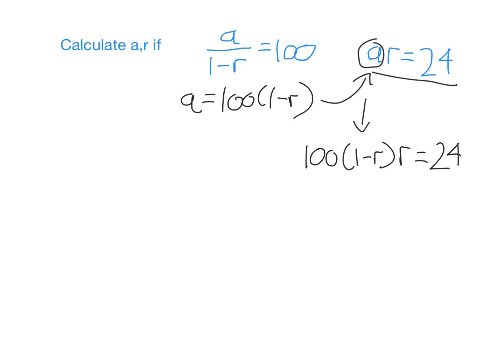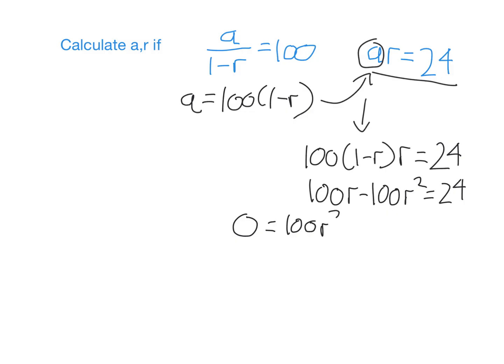100 times 1 times R gives 100R. 100 times negative R times R gives negative 100R squared. So we want to make one side equal to 0. We do that whether we're using completing the square, quadratic formula, or factorization. Always we need one side equal to 0. So I'm going to add 100R squared to both sides. I'm going to subtract 100R without the squared, and then I've still got my 24 here.